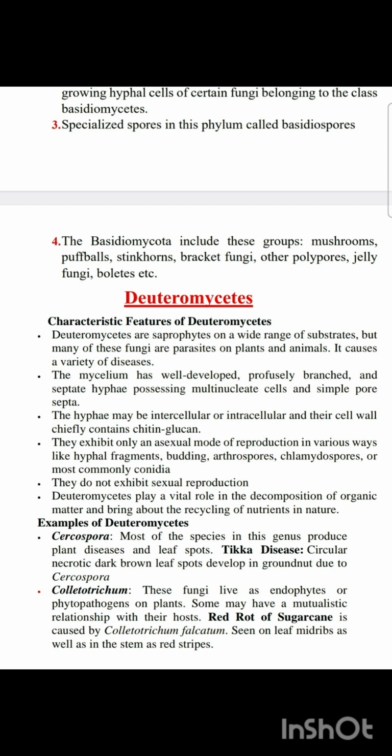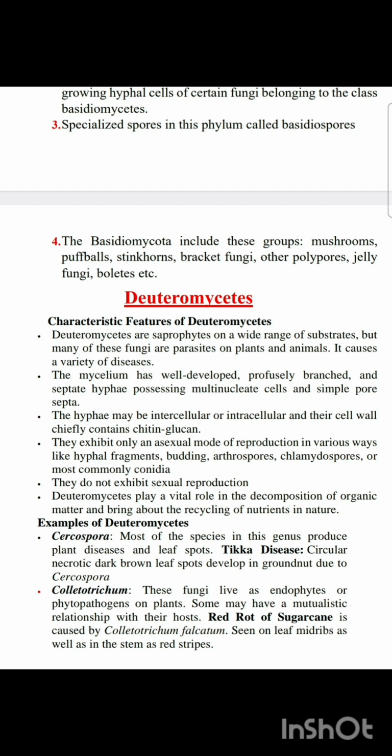They exhibit only the asexual mode of reproduction and lack the sexual mode. The various types of asexual reproduction are hyphal fragmentation, budding, arthrospore, chlamydospore, and most commonly conidia. They do not exhibit sexual reproduction. Deuteromycetes play an important role in decomposition of organic matter and bring about recycling of nutrients.